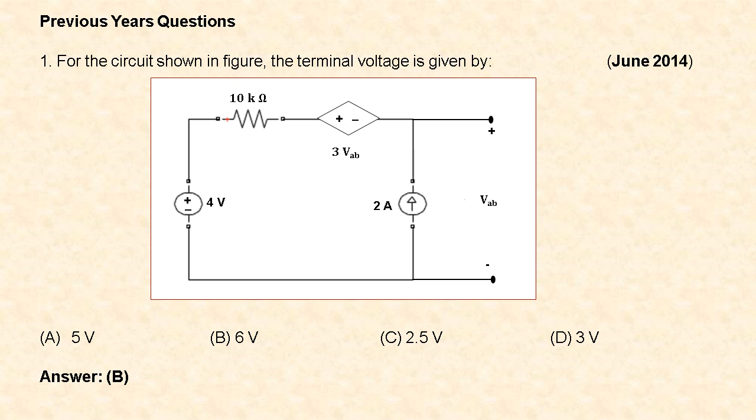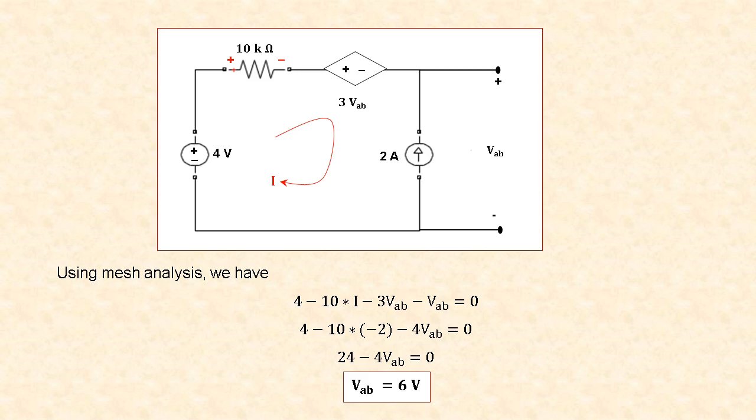Here the answer is B, 6 volt. Let us see how we got this. Let us solve this problem using mesh analysis. Assume a mesh current I.